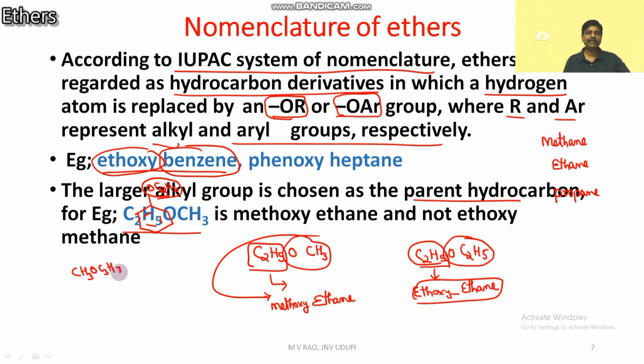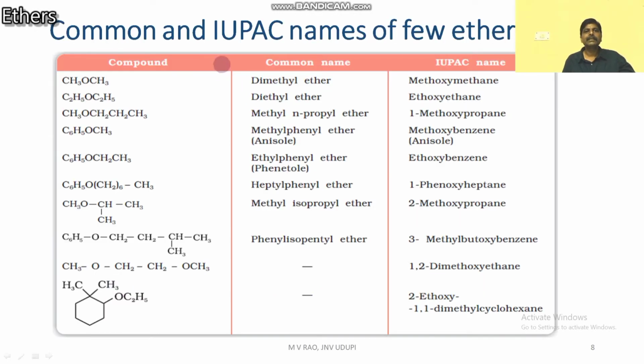CH3OC3H7. This is large group. You have to write like parent chain. This is small group. The C3H7 you have to take as parent hydrocarbon. That means propane. So the remaining word is methoxy. So methoxypropane. Here you can see some ethers, common names and IUPAC names.